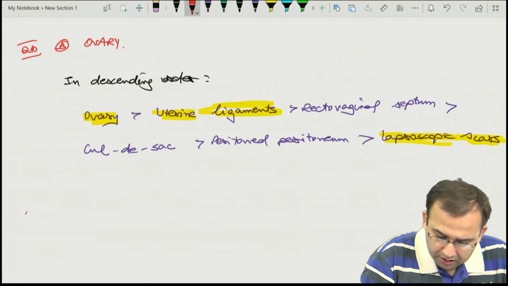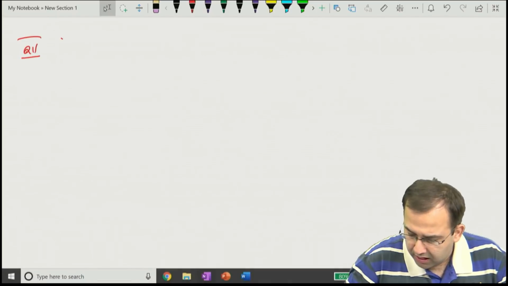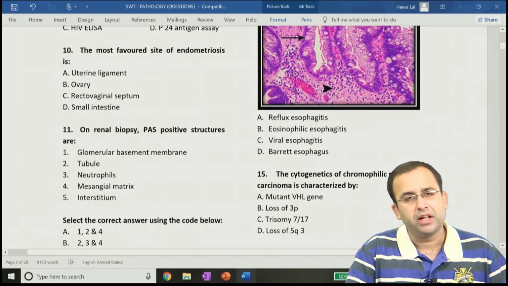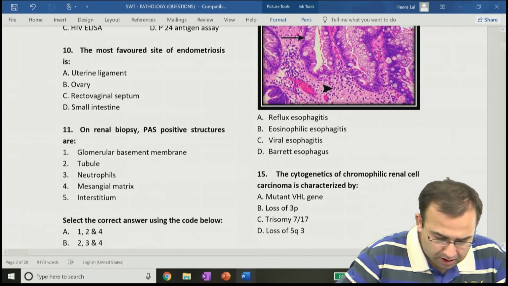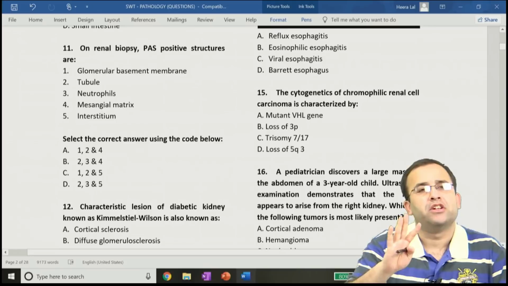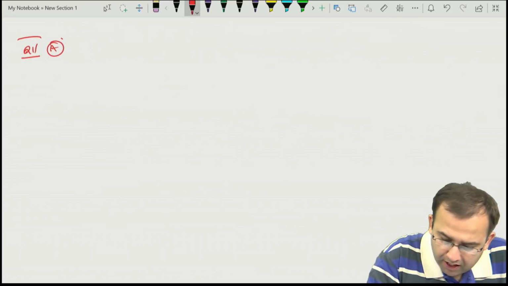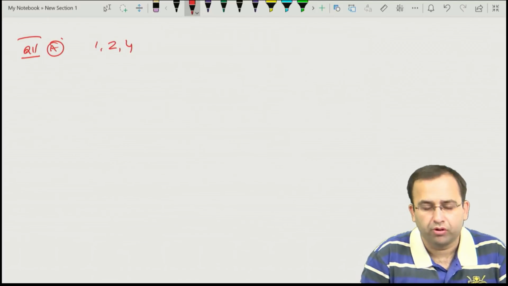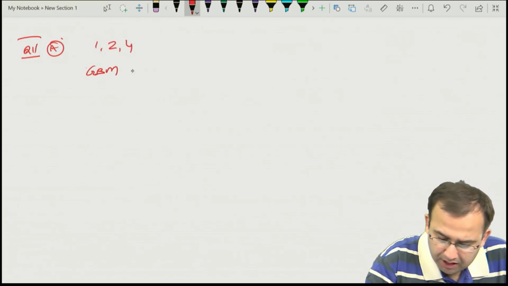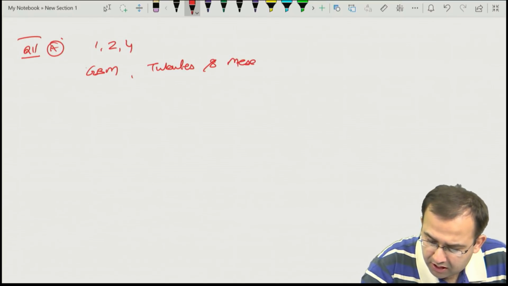Next, this gets us to question number 11. On renal biopsy, the periodic acid Schiff positive structures are: 1 to 4, GBM, tubules and mesangial matrix. The answer is A, 1 to 4. That is glomerular basement membrane, tubules, and mesangial matrix.